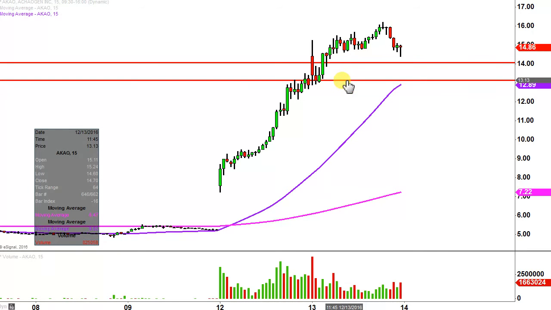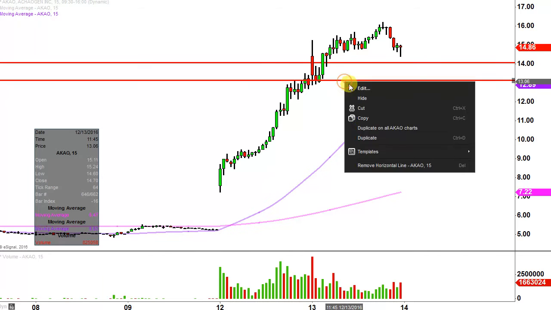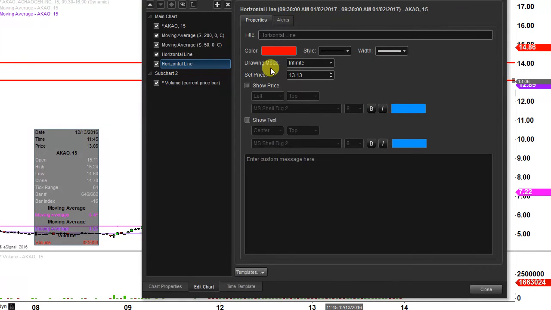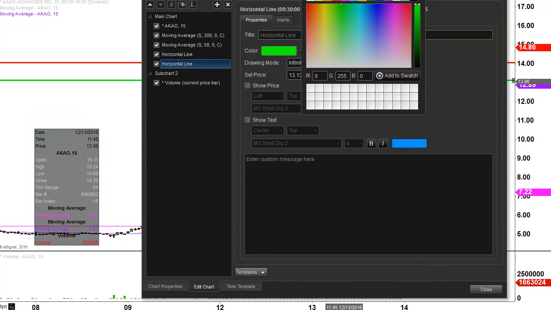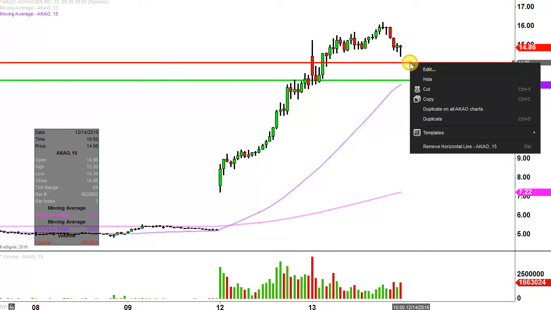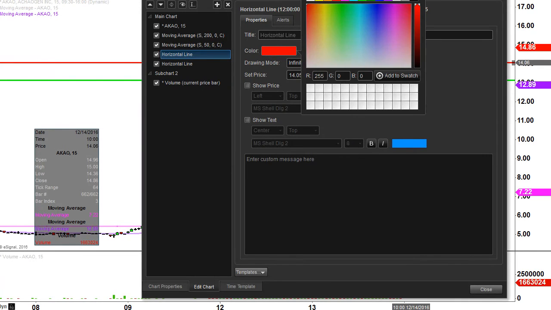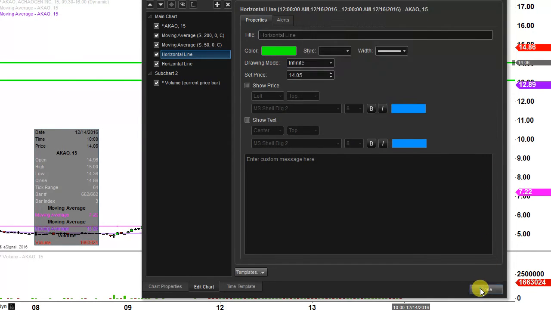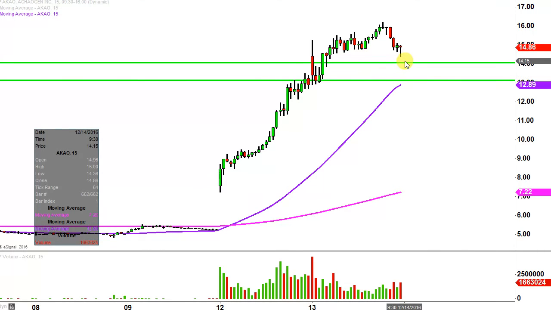So for those of you that did watch yesterday's video, hopefully you remember me talking about right here around $13 as resistance. But now with the price up above that, that would be considered an area of support. And then same with up here at the $14 mark was a level of resistance, but now with the price up above it, this would be considered an area of support, and more so the ideal level of support.